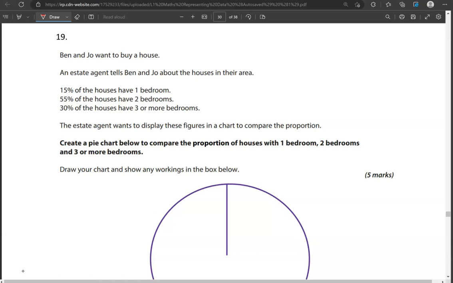Create a pie chart below to compare the proportion of houses with 1 bedroom, 2 bedrooms, and 3 or more bedrooms. Draw your chart and show any workings in the box below.